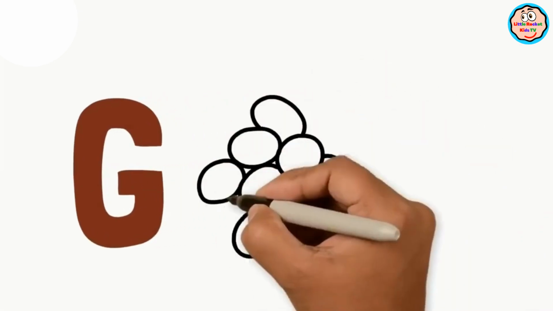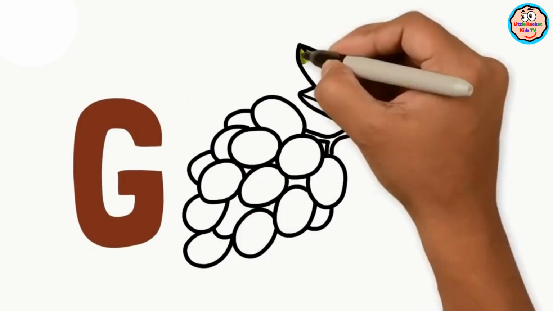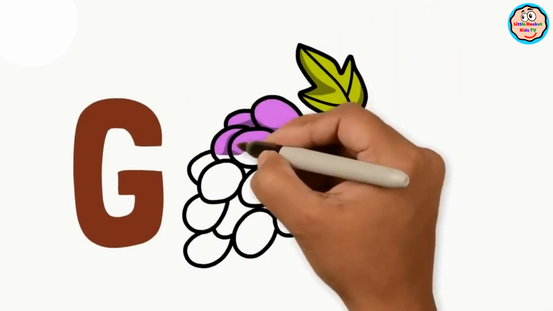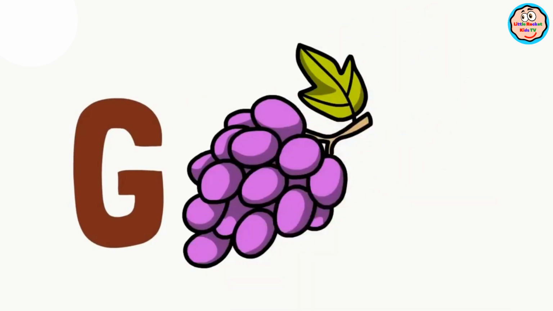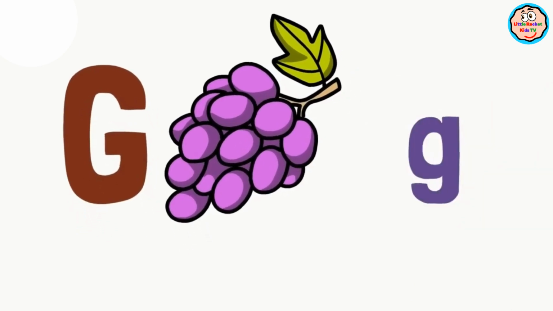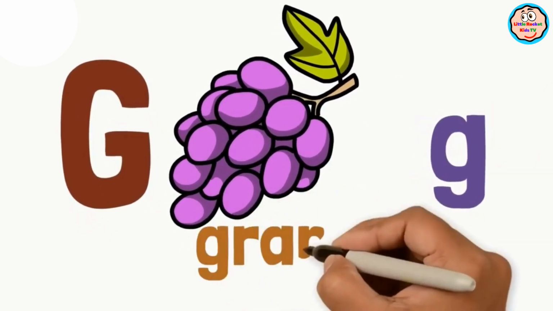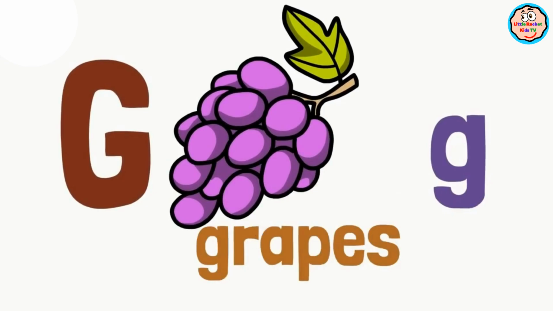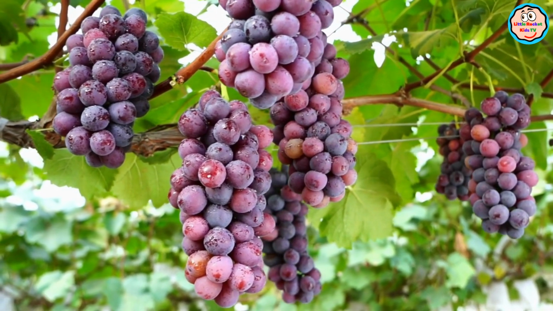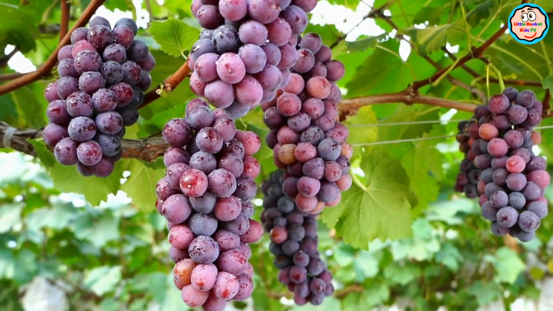G. G for grapes. G for grapes. Now I know my ABCs. Say with me, grapes.